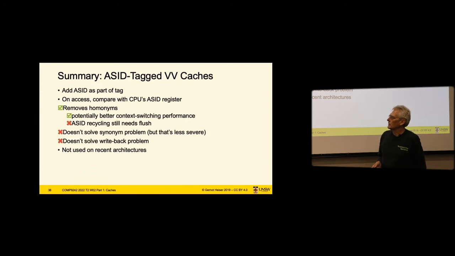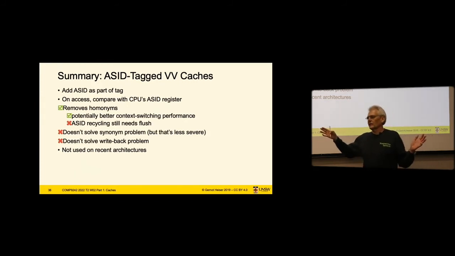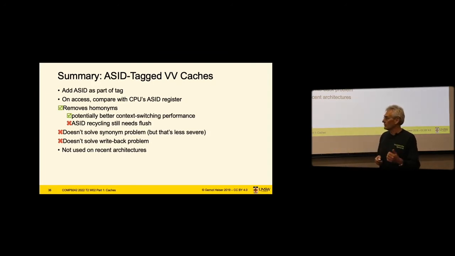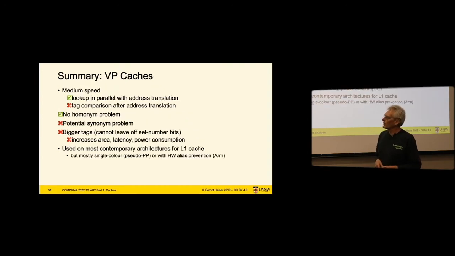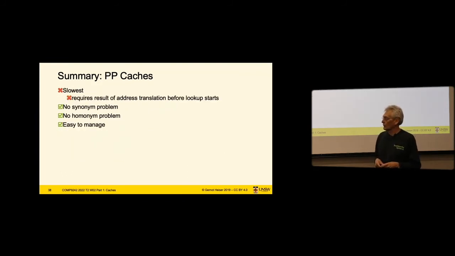And then ASID-tagged VV caches. So this is when you logically extend the virtual address to make it global by adding virtual address space bits. Then you get rid of the homonyms, but still have the synonyms. And then the virtually indexed physically tagged caches, again, have no homonym problem, but still have the synonyms. And again, you either do what ARM does, synonym detection to enforce consistency, or make sure that your virtually indexed cache only has one color, in which case you have no problem.